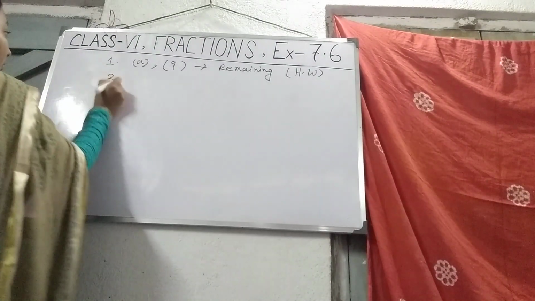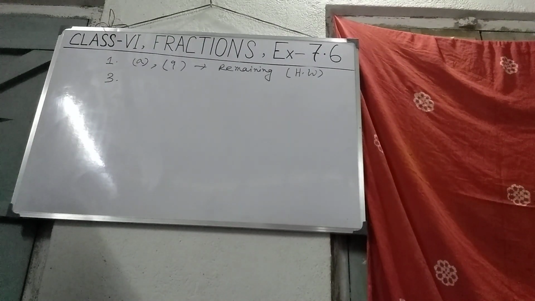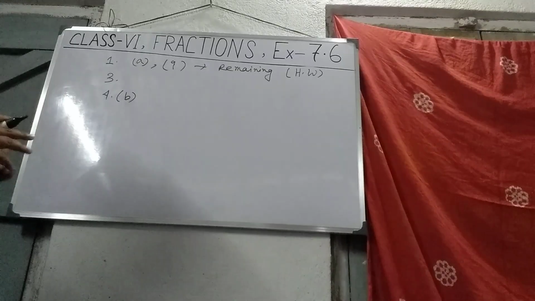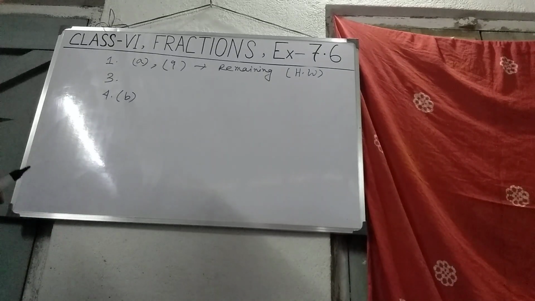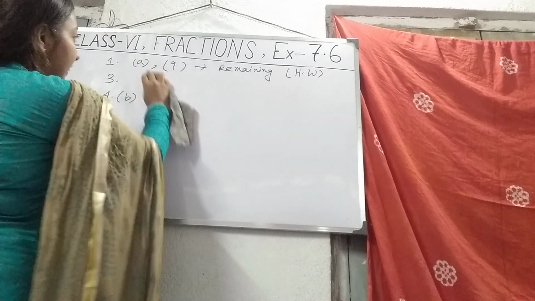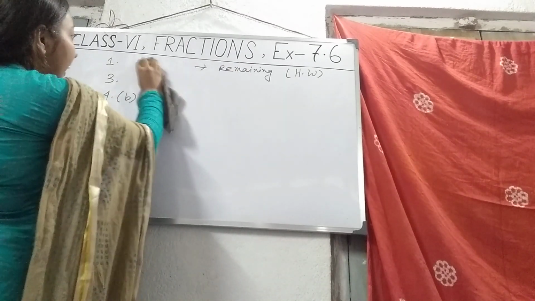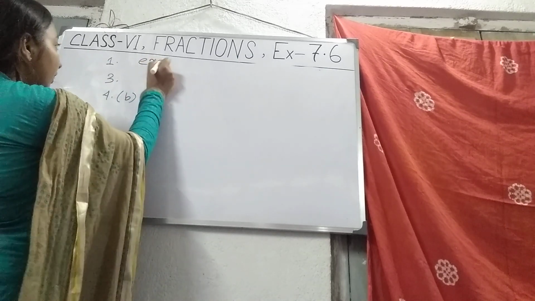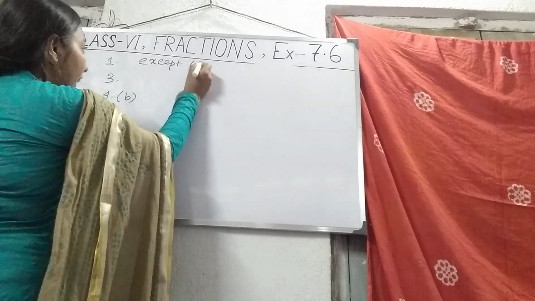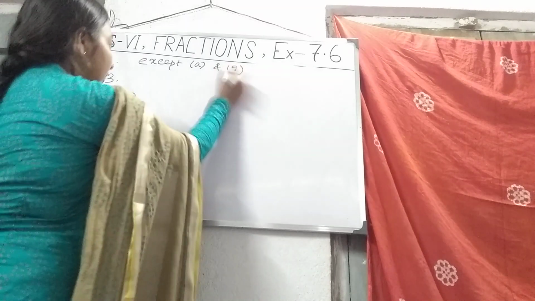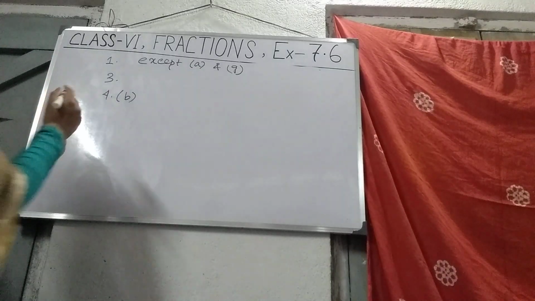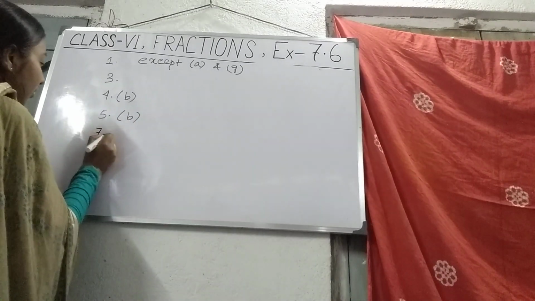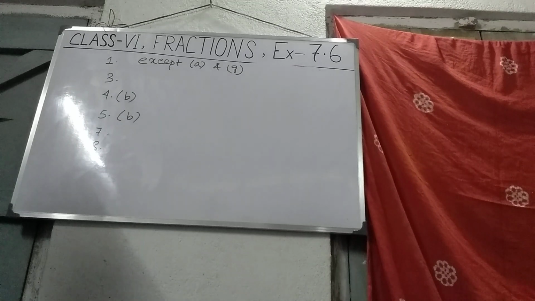Now question number 3 will be done by yourself. Question number 4, B, will be done by yourself. First one, except A and G. That means remaining, except A and G. Then 3, 4, 5, question number B, 7 and 8. This part will be your homework.